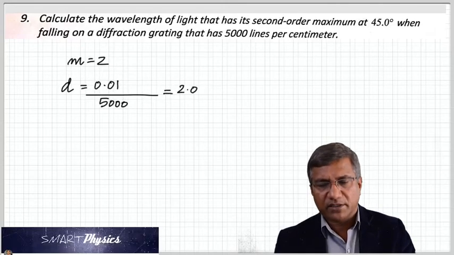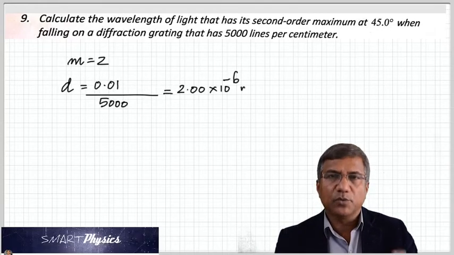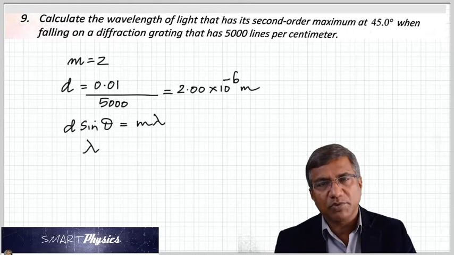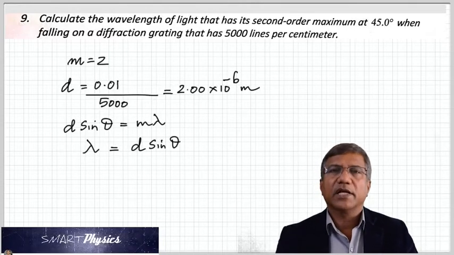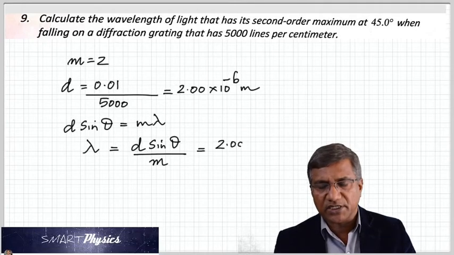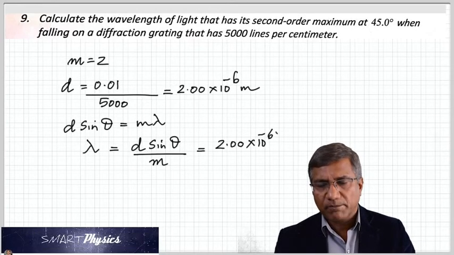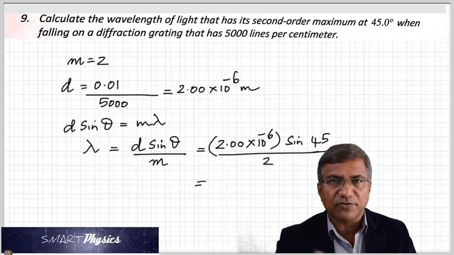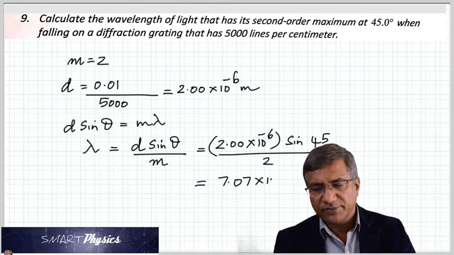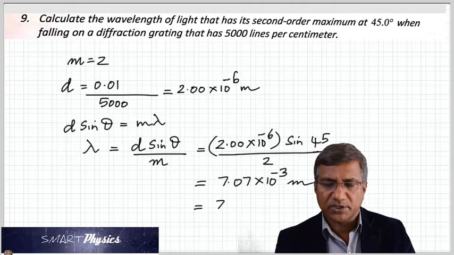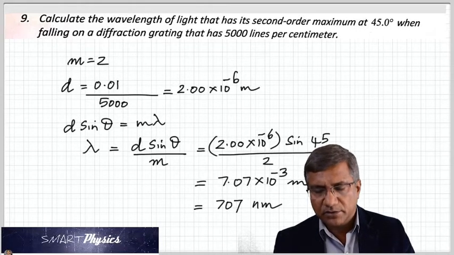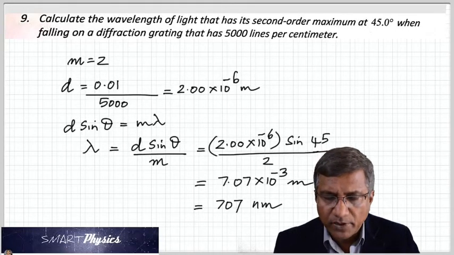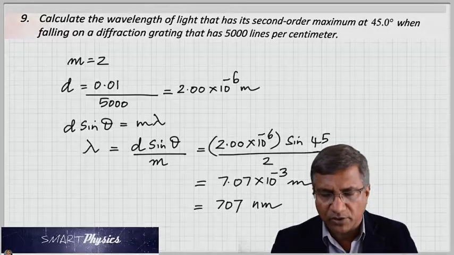Okay, once we get that little d, which is the width of one slit, we use d sine theta is equal to m lambda. M is equal to 2 because it says second order maximum. And then we figure out what lambda is using d sine theta by m. Okay? So that's d sine 45 because the angle is given as 45 degrees, which gives 7.07 times 10 to the negative 3 meter. That cannot be 707 nanometer. Well, I'll put that up as a correction on the screen. Look out for that.